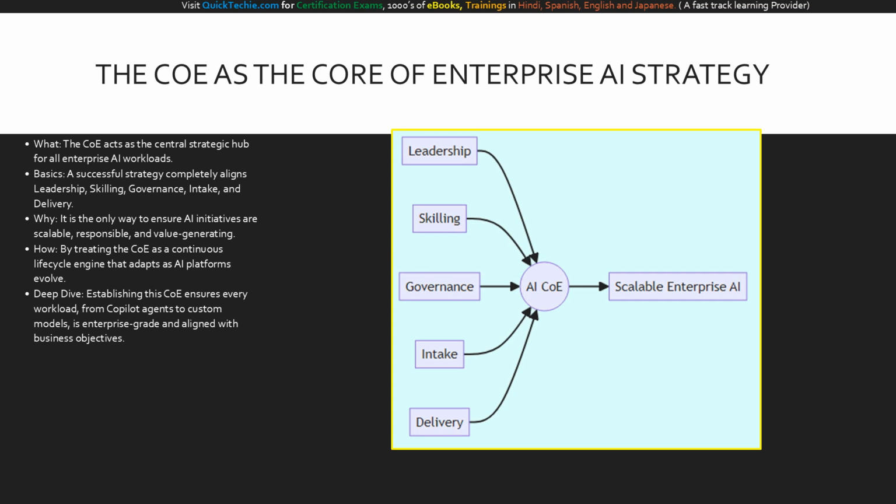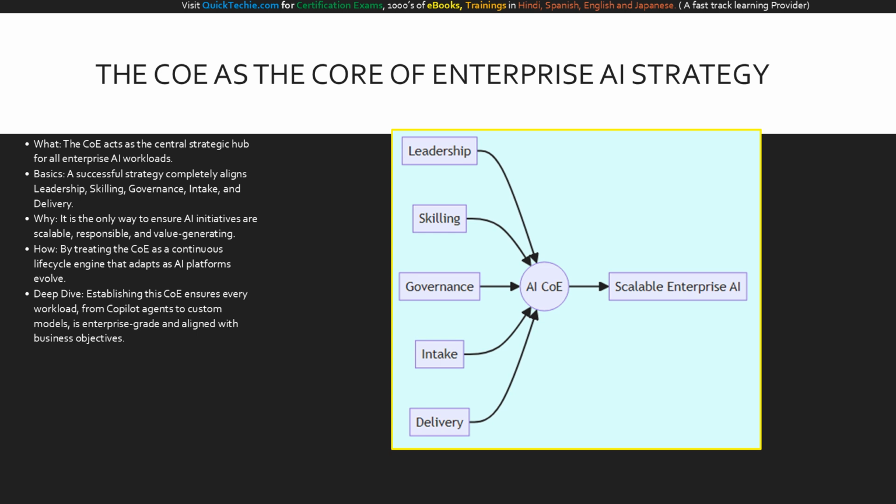For our final slide, let's tie it all together, the COE as the core of your overall AI strategy. What we have built today is a comprehensive blueprint for enterprise AI. The basics require you to seamlessly align the 5 pillars we discussed: leadership, skilling, governance, intake, and delivery support. Why must this be the main focus of your architecture? Because an effective Microsoft AI Center of Excellence is the only proven way to ensure AI initiatives are truly scalable, responsible, and value-generating across the entire organization.